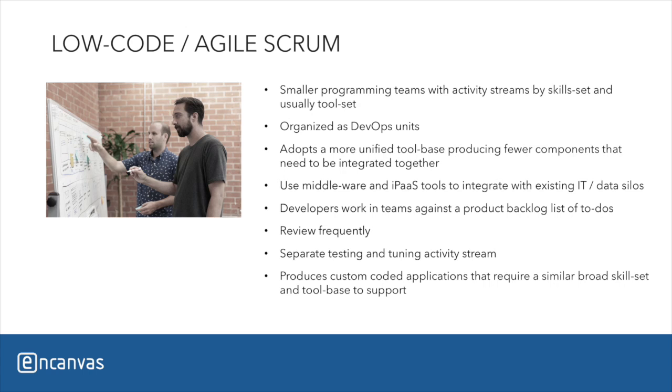Over the last decade, we've seen low-code solutions gain in popularity, and many of those adopt an Agile Scrum approach. How this generally works is developers work in small teams and review progress on activities frequently. They use middleware and low-code tools to simplify the integration with existing IT and data. The constant reviews of project status keep the project closer to the stakeholders and mean that the result is normally better. There are also savings in the time needed to test and tune the applications.